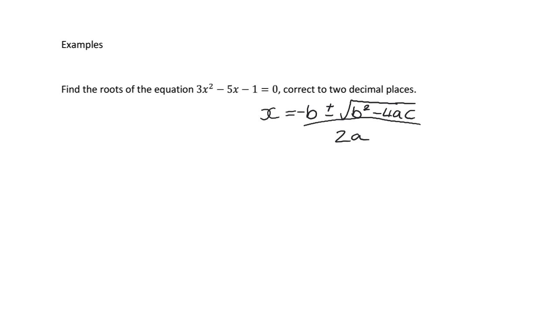Now what I want to do is find values for a, b and c. If you remember back to factorising, we know that a, b and c can be found from the equation itself. So a is whatever number appears in front of the x squared term. b is whatever number appears in front of the x term. And c is the number that appears on its own. So I've got my values for a, b and c. I've got my quadratic formula. The next step is I'm going to substitute it into my formula.